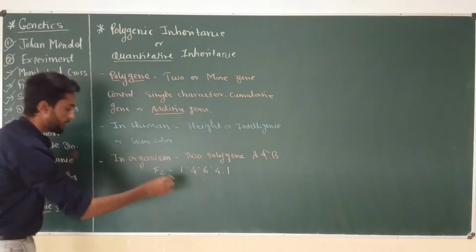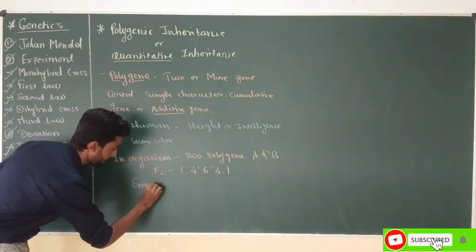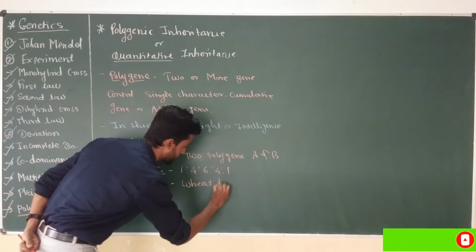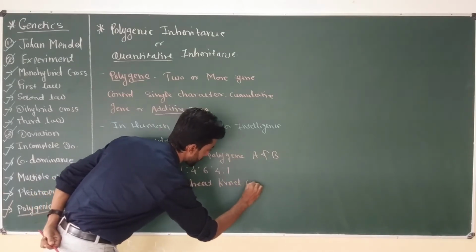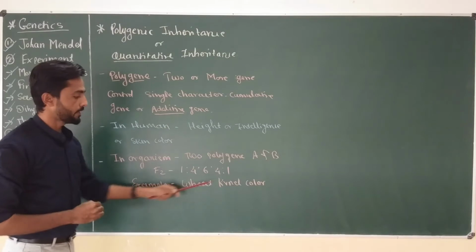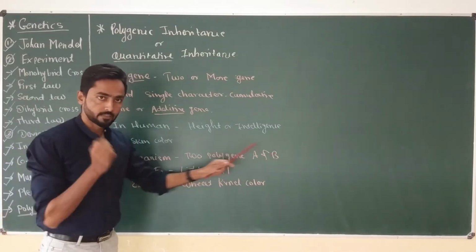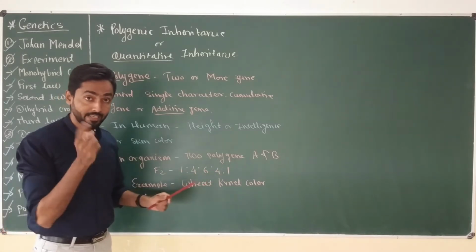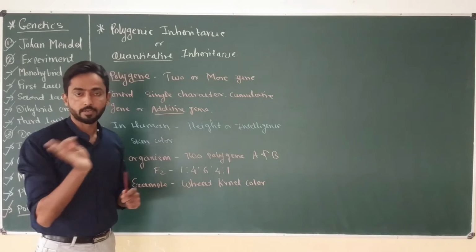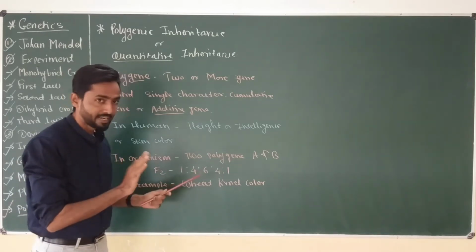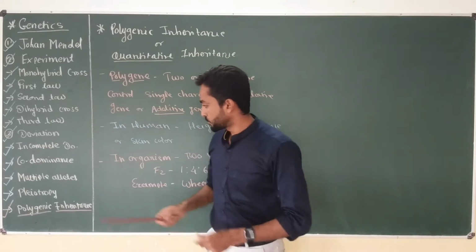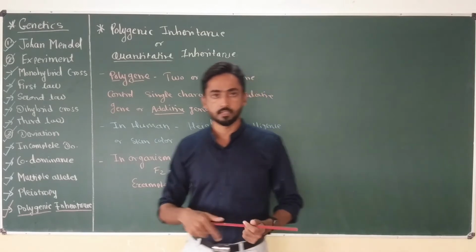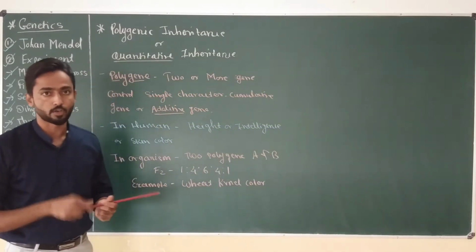An example is wheat kernel color. Kernel color in wheat is controlled by two genes, and the F2 generation ratio becomes 1:4:6:4:1 instead of 3:1 as in the classical Mendelian ratio. So this ratio deviates from Mendel's ratio, so we keep polygenic inheritance under the heading of deviation, or it comes under post-Mendelian genetics or neo-Mendelian genetics.